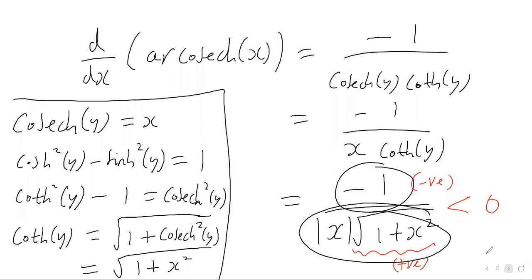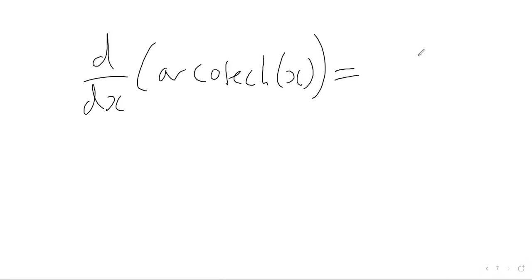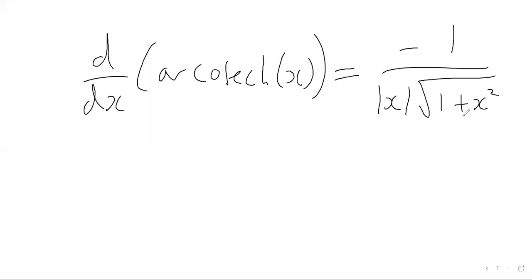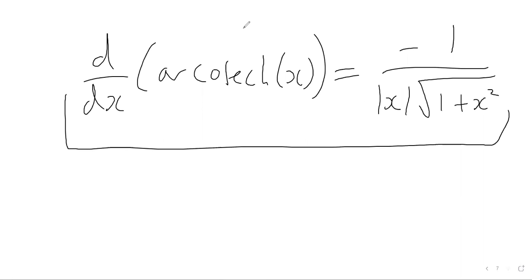So we can therefore conclude that the derivative of arcosech of x has to be -1 over the modulus of x multiplied by the square root of 1 plus x squared. And that is the result.